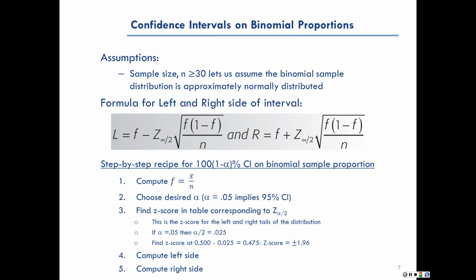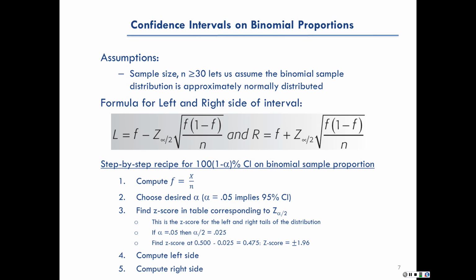Then your next step is to find the z-score in the table corresponding to z at that alpha level divided by 2. Remember, because we want to find the z-score for the left and right tails of the distribution, we divide it by 2. So if alpha were equal to 0.05, we're looking for the value at 0.025.